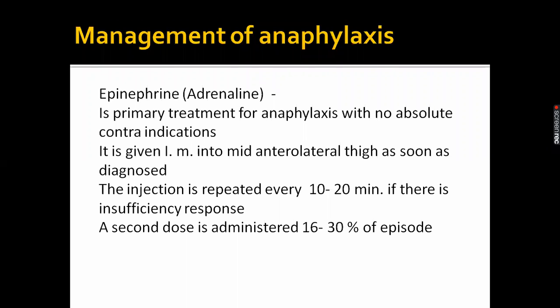Management of anaphylaxis: epinephrine or adrenaline is the primary treatment for anaphylaxis with no absolute contraindications. It is given IM into the mid anterolateral part of the thigh as soon as diagnosed. The injection is repeated every 10 to 20 minutes if there is no response. The second dose is administered after 10 to 20 minutes. Then if any response is there, we will stop using this drug.